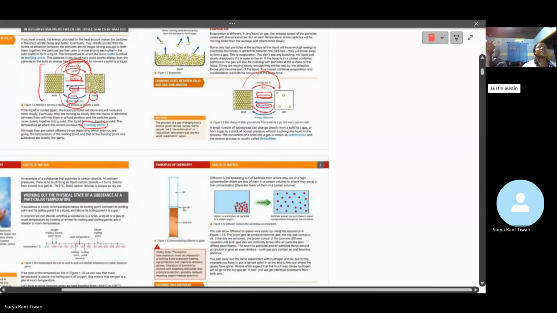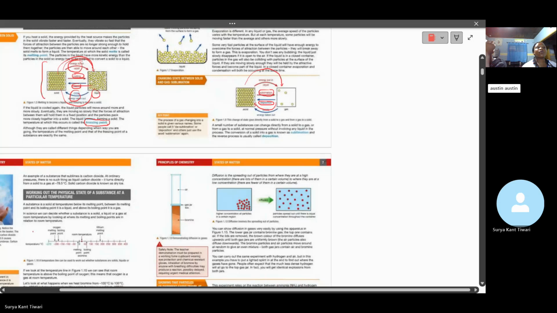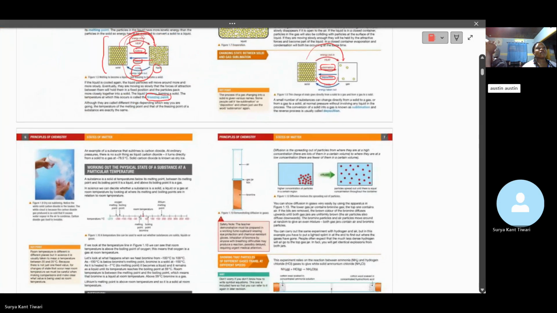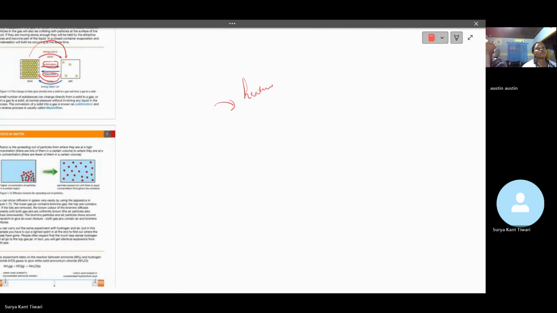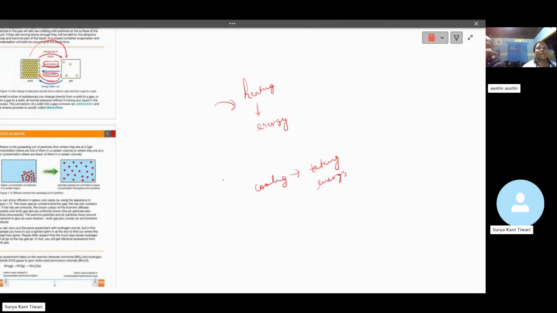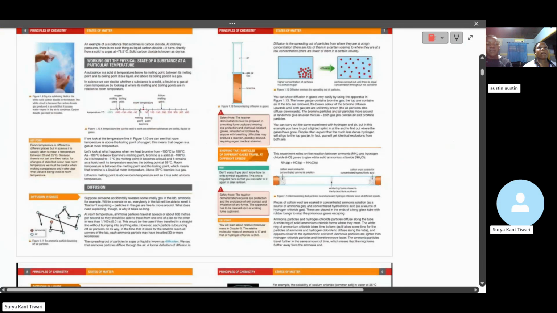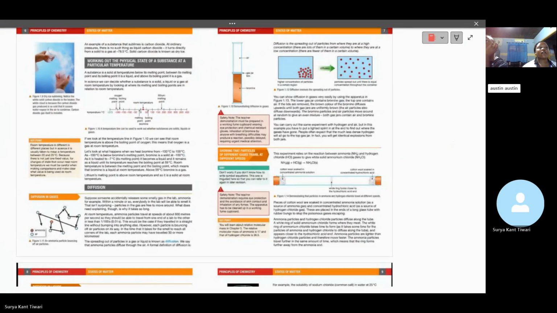So this is mostly dealing with heat and cool, and energy also. See, when you are heating something, you are giving it energy. When you are cooling something, you are taking energy out of it. Got it? The more the heat, the more the energy. The less the heat, the less the energy.